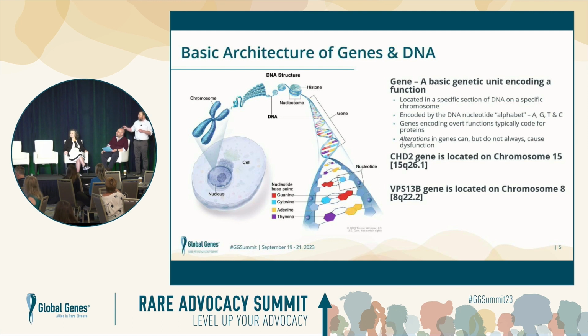I work with two patient groups, the Coalition to Cure CHD2 and the Cohen Syndrome Research Foundation. I just wanted to highlight their two genes because it's important that you know each of your genes and where they're located. CHD2 is located on chromosome 15 and its address is 15q26.1. The Cohen syndrome gene is VPS13B. It's located on chromosome 8, and its actual address is 8q22.2. If you don't know that, it's really important to find out where it is, so when you go talk to researchers, you can say, here, this is where it is. You can pull up the bases and those sorts of things.